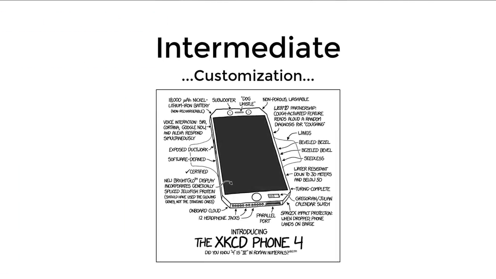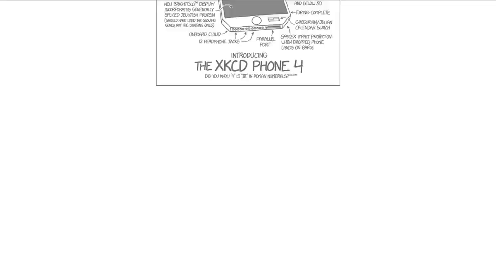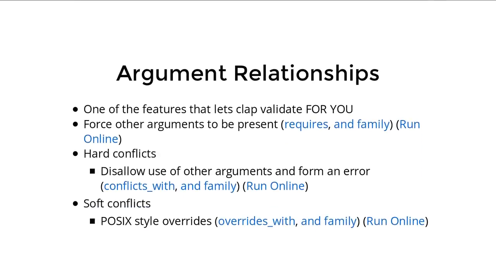So that's all of the basics. If we get into the intermediate level of clap, or what I'd more like to call customizing the arguments a little bit more heavily and getting into some of the actual benefits of using clap, one of the number one things is argument relationships. This is more or less the quote unquote type system for your arguments. You can define that arguments have different relationships with other arguments, such as they can either have hard conflicts or soft conflicts, where a hard conflict would be these two arguments can't be used together and clap will spit out an error if they do. Or you can define soft conflicts, which is more like a POSIX style override, where if these two arguments are used at the same time, whichever one was used last, quote unquote, wins.